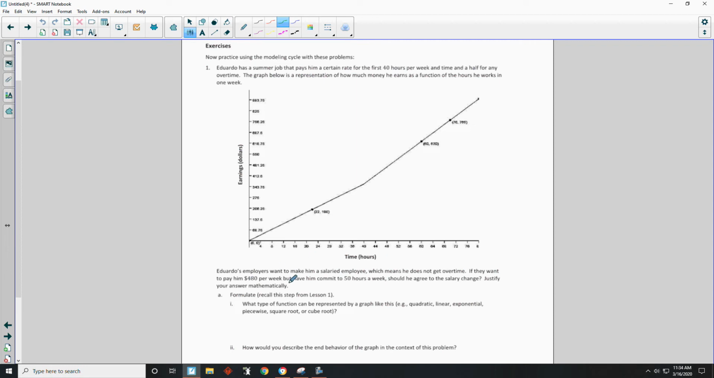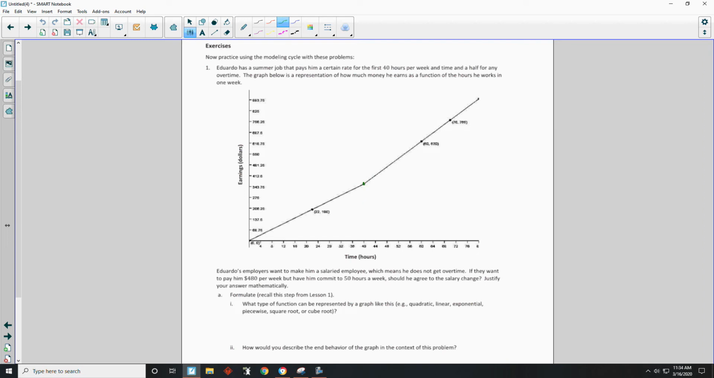Justify your answer mathematically. So A says formulate. Recall this step from lesson 1. So 1, formulate. The first thing you do is decide what type of function can be represented by a graph like this. For example, quadratic, linear, exponential, piecewise, square root, or cubic, or cube root. Okay, so this looks like a straight line right here up until this point right here.